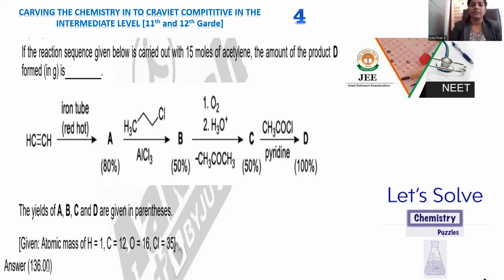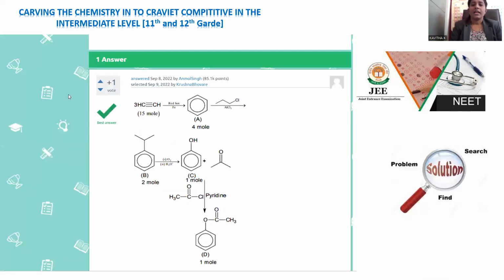This is somewhat critical. Let's enter into this one. 3 moles of acetylene, when combined and passed through the red hot tube, will give benzene. The formation of benzene is possible.